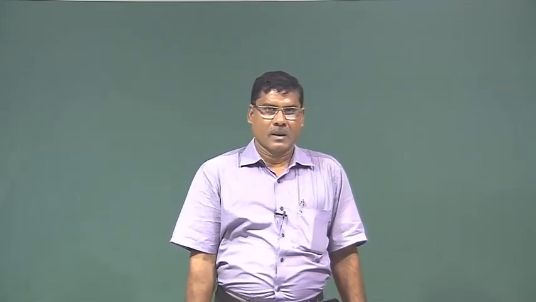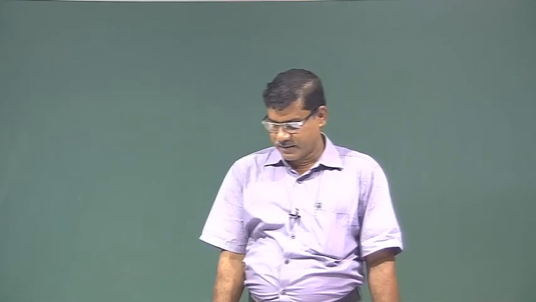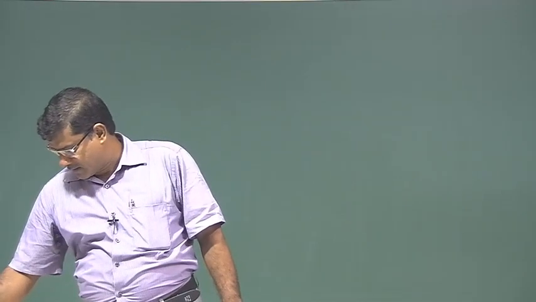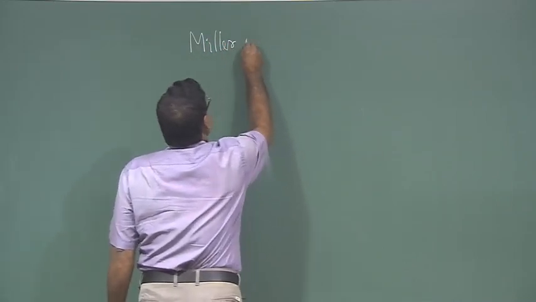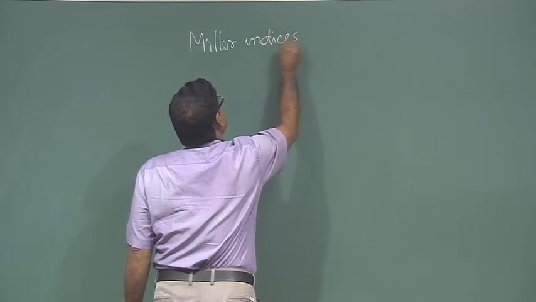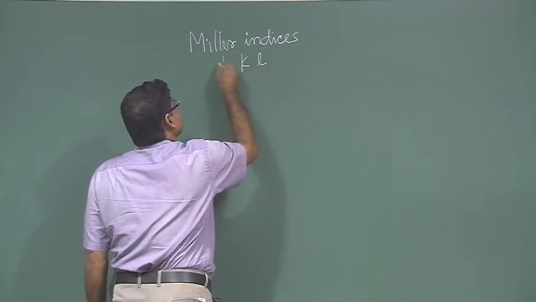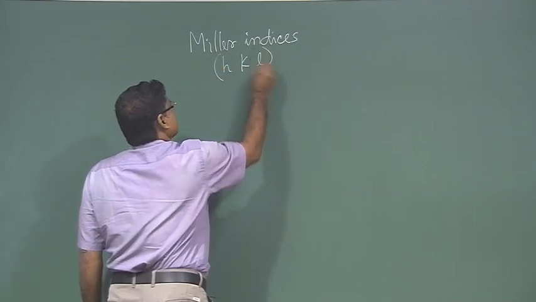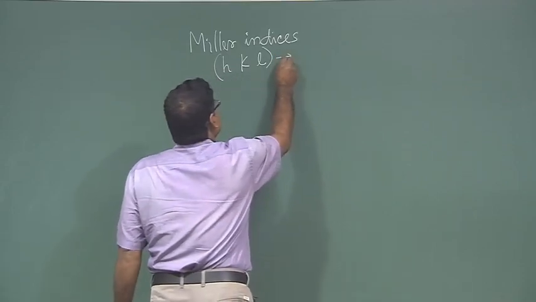So, in last class we were discussing about the crystal planes, how it is represented using Miller indices. So, we have represented a crystal plane using Miller indices h k l. When h k l is put in a first bracket, it represents the crystal plane.